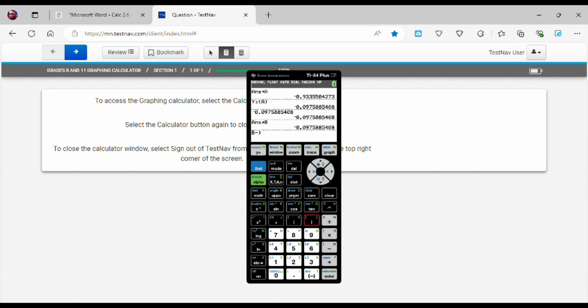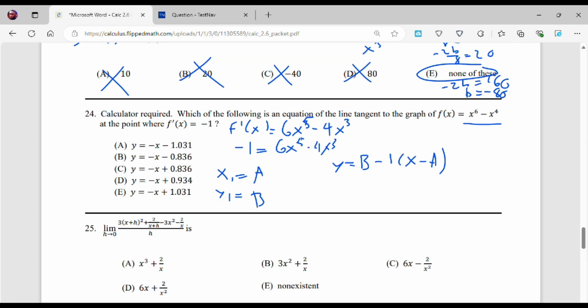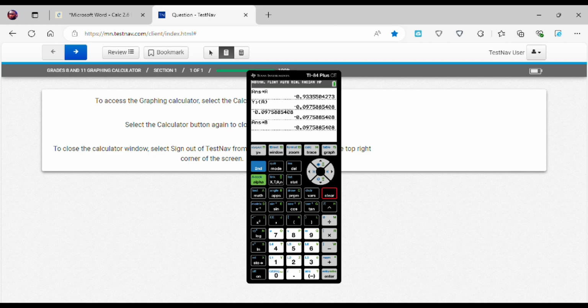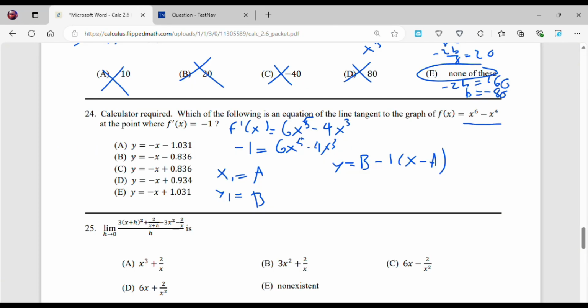Hold up, you wouldn't plug that in because you don't have x, right? All our answers have negative x plus or minus something, right? So we're gonna do b and then -1 times negative a, so plus a. We ignore the x, right? We know that x is gonna be negative, so we're trying to find our b plus a so that we can find what this value is.